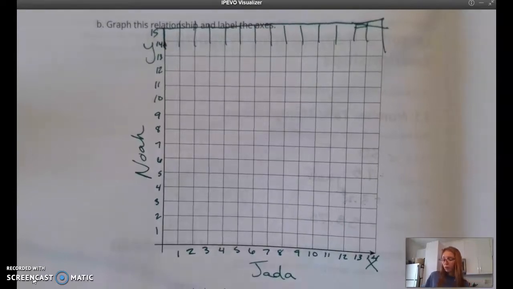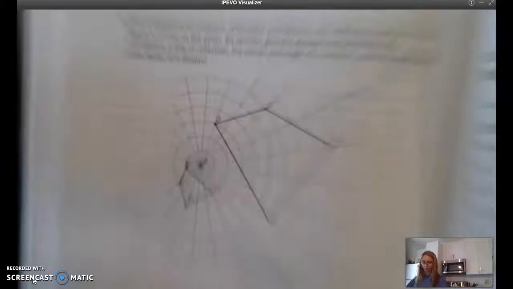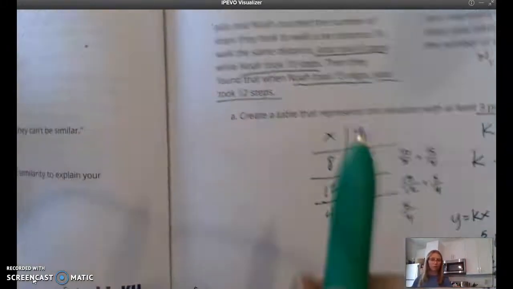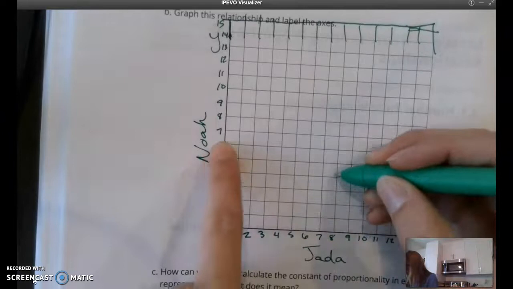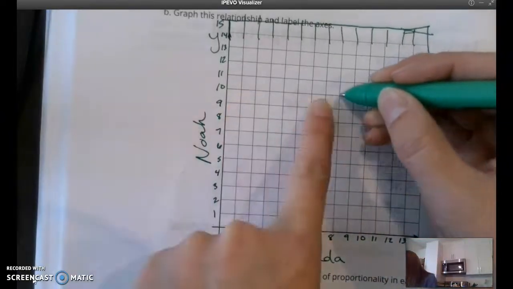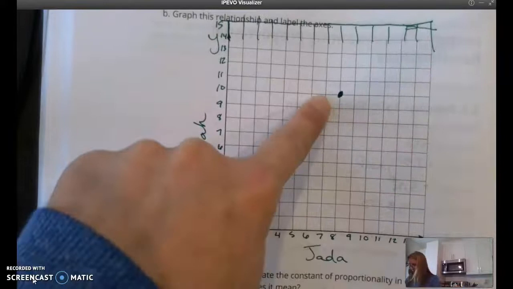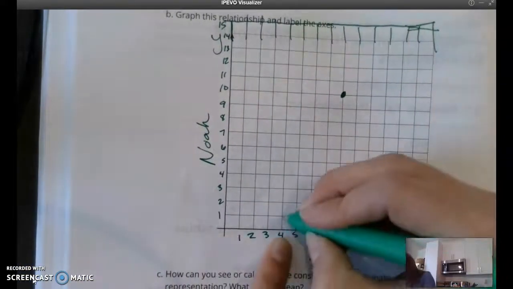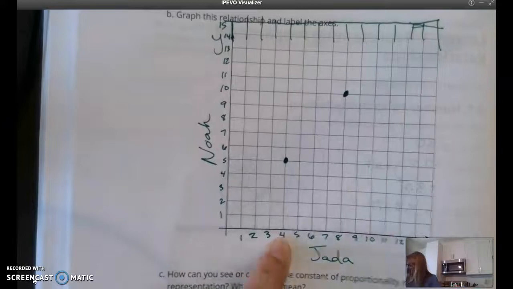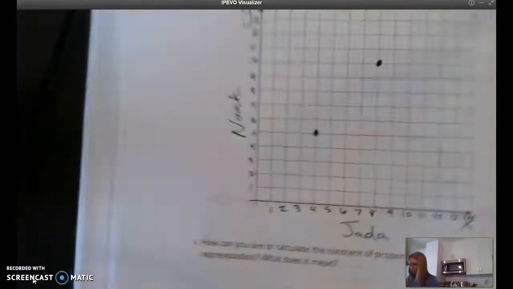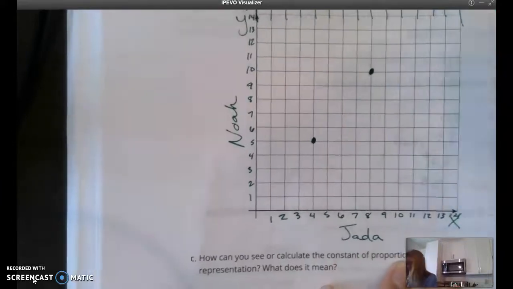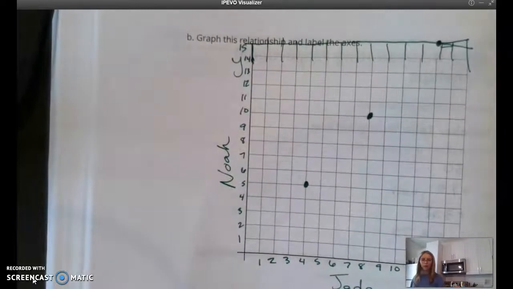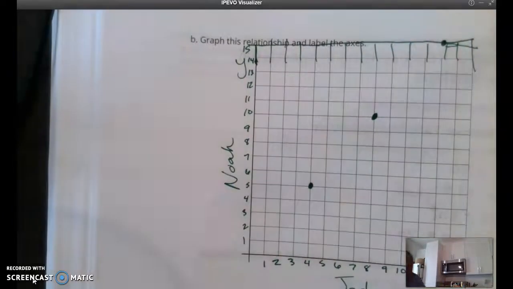Now we need to plot some points. So we can look over at our table and use the information over here. So my x value is 8 and my y is 10. So I'm going to plot my point at 8 on my x-axis and 10 on my y, and that point would be right there. I also had 4 and 5, and then my third one was 12 and 15.